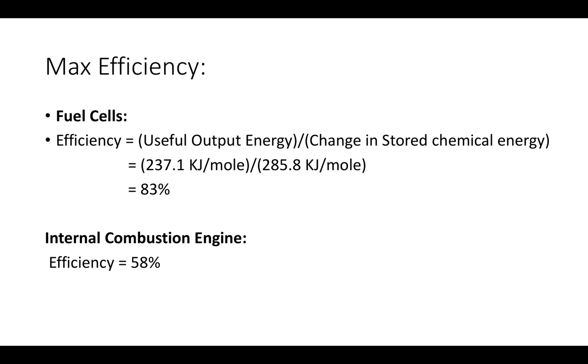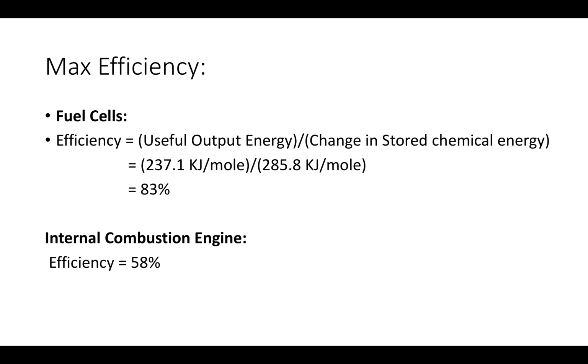So one thing we want to look at is the maximum efficiency. So fuel cells actually have a much higher maximum efficiency, theoretically, than an internal combustion engine. And the way they calculate is a little bit different. So they use the useful output energy divided by the change in stored chemical energy, which again comes from that hydrogen losing an electron, going through that membrane, and then rejoining with the electron it lost and combining with the air, which has oxygen in it, and producing water.